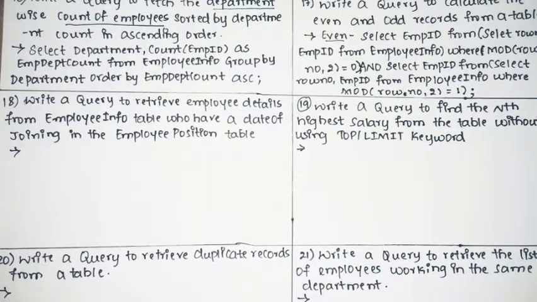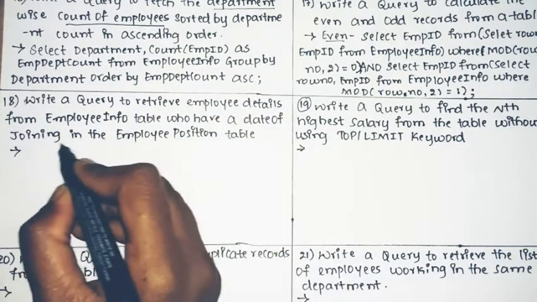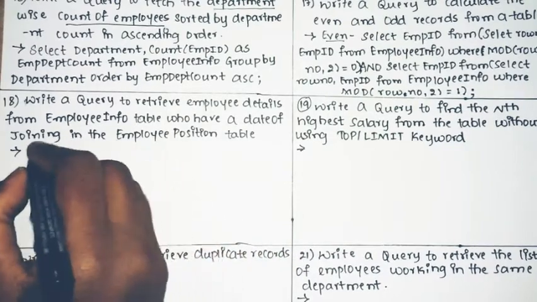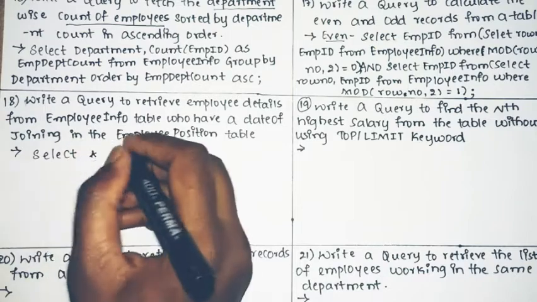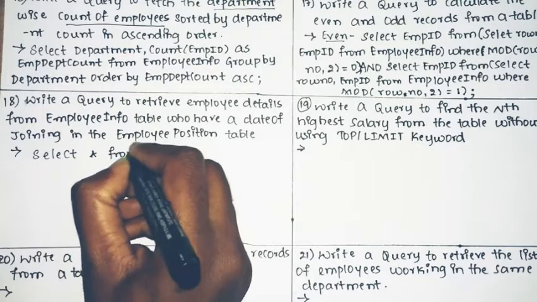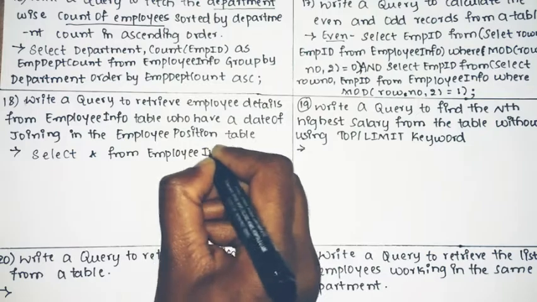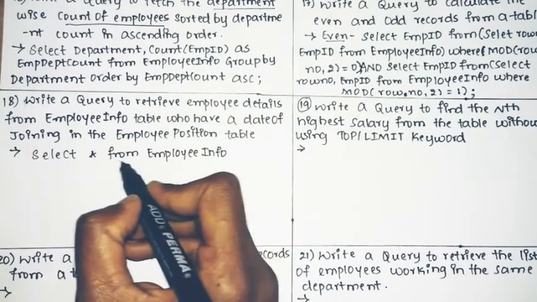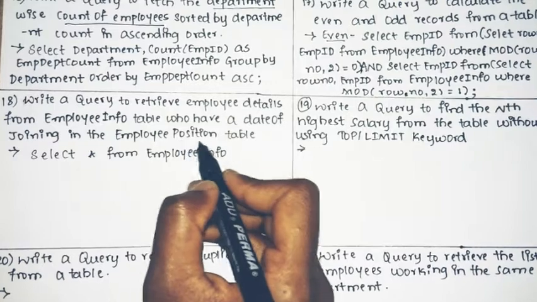Then we shall see one more query, the 18th query: write a query to retrieve the employee details from the employee info table who have a date of joining in the employee position table. So we shall see this question. The first thing you are going to do is write a select: select star from employee info. What you need is to retrieve the employee details, who have the date of joining in the employee position table.